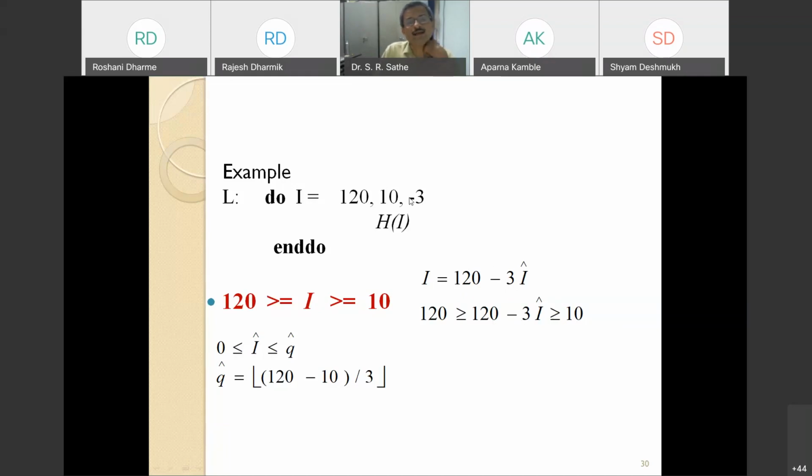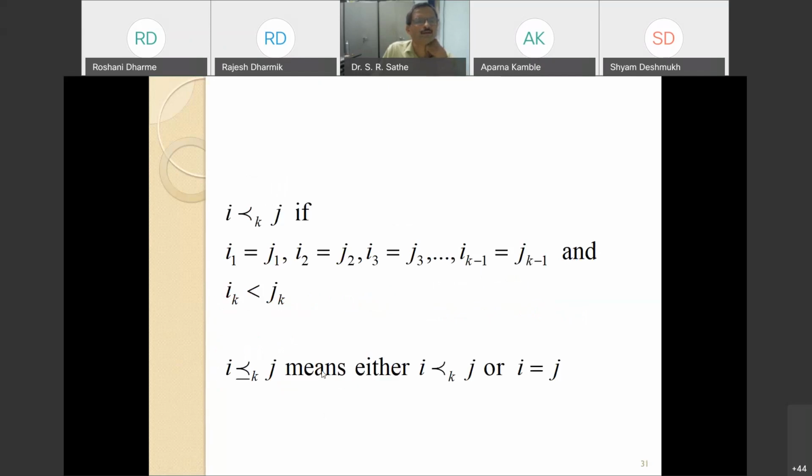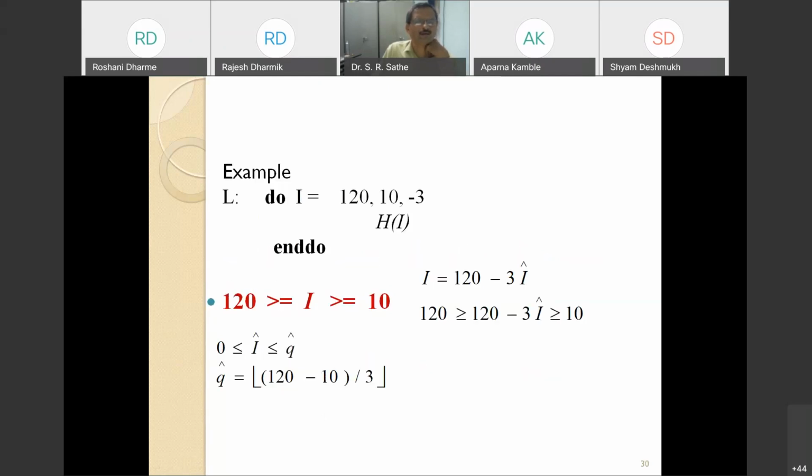So even if this stride is negative, notice that our iteration space is going in the positive direction, which is a very great advantage. So Q caret is equal to 120 minus 10 upon 3, and it is the floor value of that. Okay, so we have studied going from index space to iteration space. The stride becomes 1 and it always goes on increasing from 0 onwards, 0, 1, 2, 3 like that.